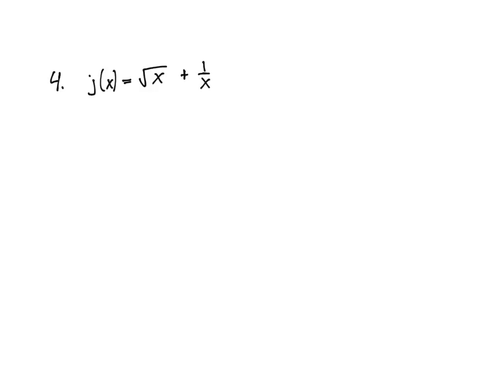These next 3 questions are a little bit more challenging. This first one, j of x equals square root of x plus 1 over x. Well, here we have 2 separate terms, and each term is a different type of expression. So here we have a radical, square root of x, and 1 over x is rational. So what we want to do is find the domain of each of these individual pieces and then see where these domains overlap. Where the domains overlap will be the final domain for the function j of x.